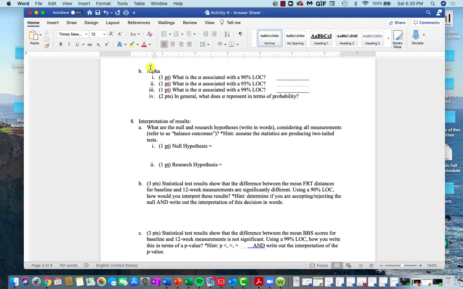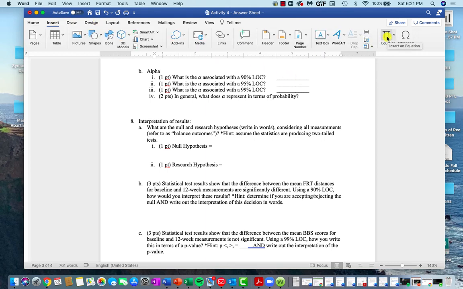Then you're going to be looking at measures of error, specifically alpha or type 1 error. So with each of these levels of confidence, you're going to write out what alpha would equal. And in this case, you still need to show all of your work. Okay, so there is an equation. Again, you can write it out, or you can use the equation function in Word.